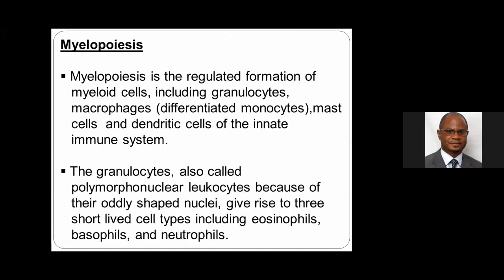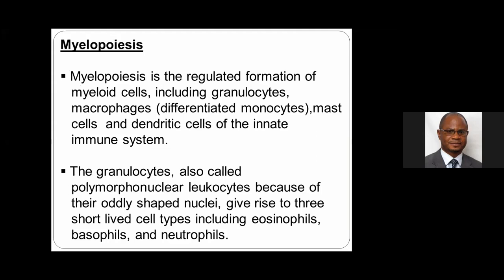So the development of white cells, we call it myelopoiesis. Myelopoiesis is the regulated formation of myeloid cells, including granulocytes, macrophages, mast cells, and dendritic cells. Okay, and the granulocytes are also referred to as polymorphonuclear leukocytes, and this is because of their oddly shaped nuclei.